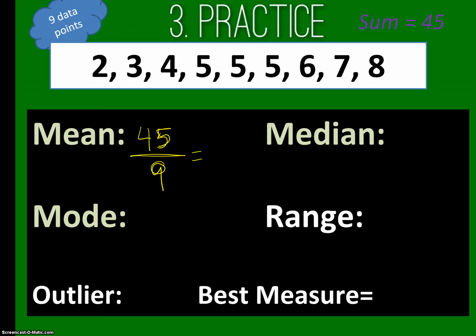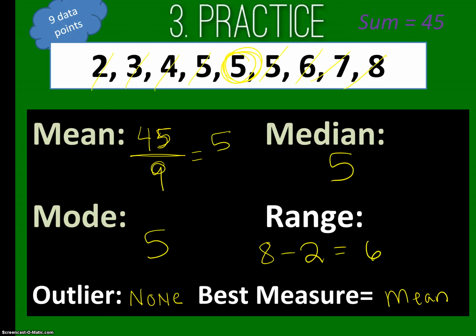Pause the video and see if you can find not only the mean, but the median, mode, and range as well. Thanks for pausing. So when I found the mean, I took 45 divided by 9. I get an answer of 5. My median, my middle number, is 5. I have an odd number, so I know I'm only going to have 1 in the middle. My mode, the number that happens the most, I have 3 5s, so that one happens the most. Range is the biggest number minus your smallest number. You get a range of 6. There's no outlier, and the best measure then would be the mean.